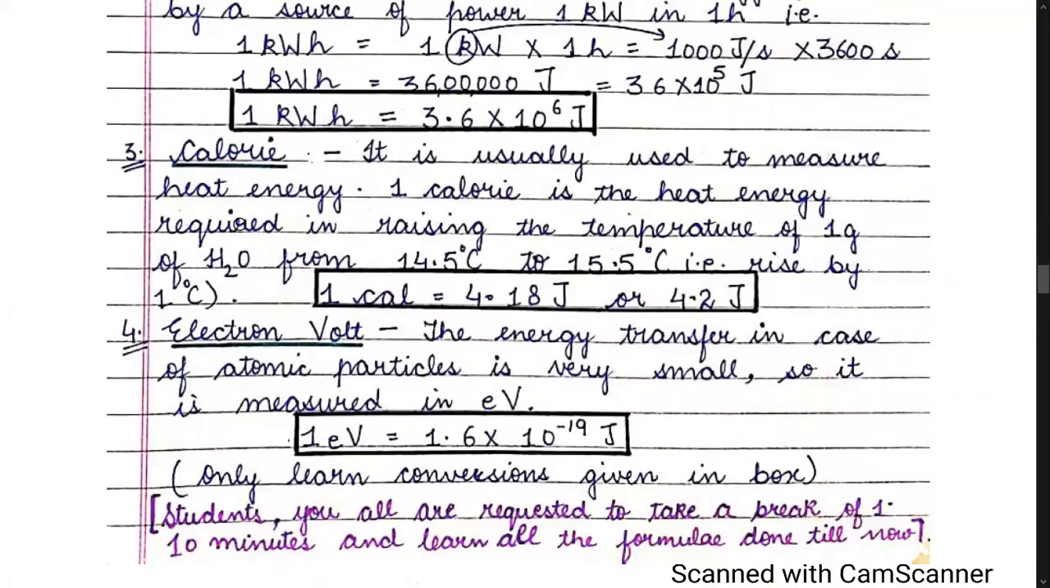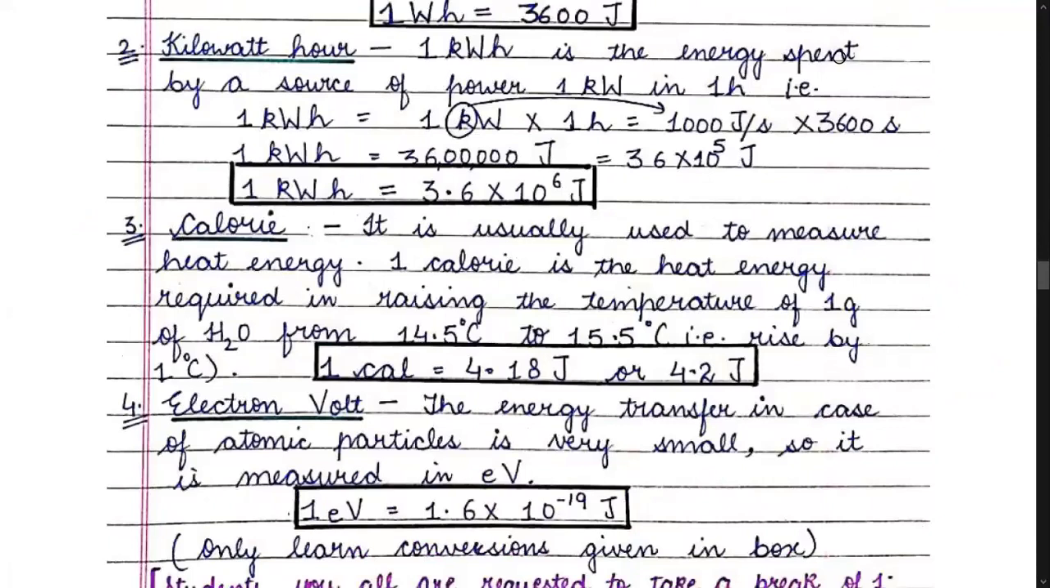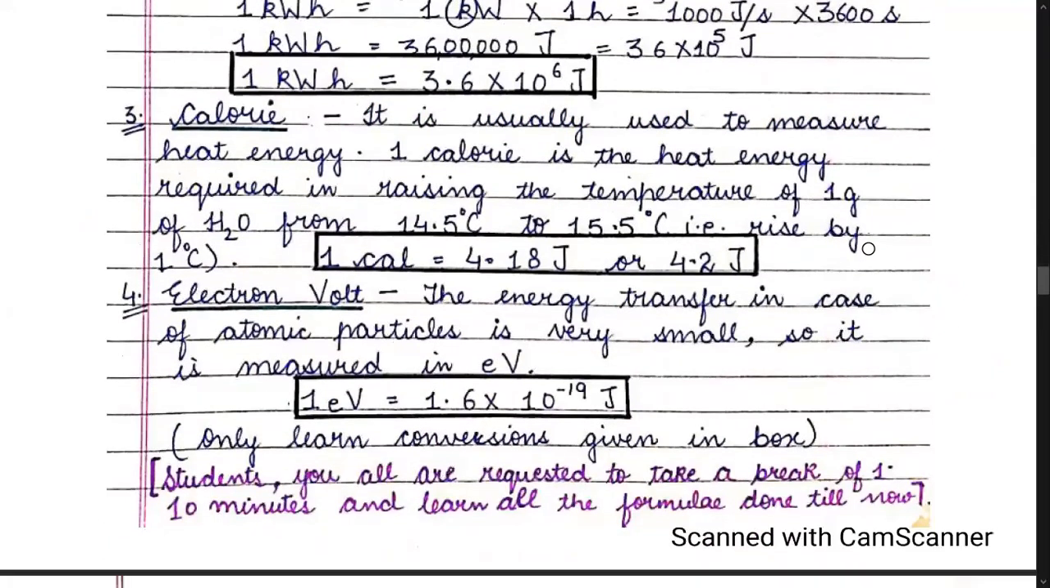So children, I have written all the units along with the definition. Calorie we will learn in our second last chapter also in detail. For now, kindly learn the conversion. And then we are having one more unit known as electron volt.